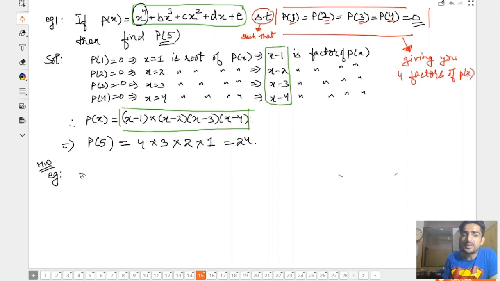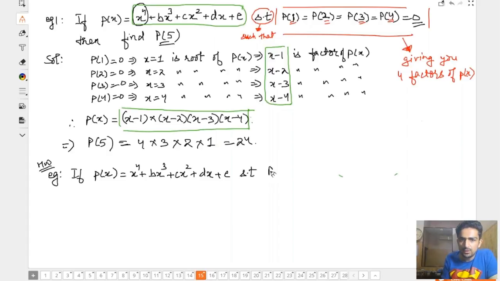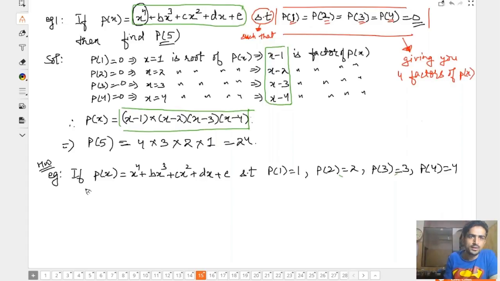Okay. Anirudh. So this is your homework. I'm writing it. You may take a screenshot. If P of x is this, I'm again taking a 4-degree polynomial, such that P of 1 is 1, P of 2 is 2, P of 3 is 3, P of 4 is 4, then find P of 5.